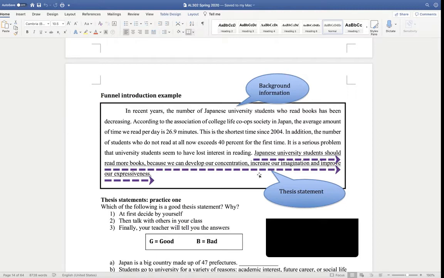Okay, the topic here is Japanese university students. The opinion is that they should read more books, and then how that's going to be explored. So the main topics to be explored: number one, we can develop our concentration. Number two, increase our imagination. And number three, increase our expressiveness.